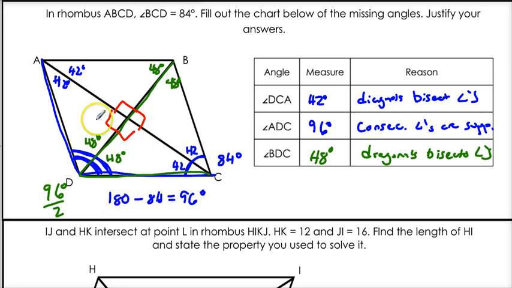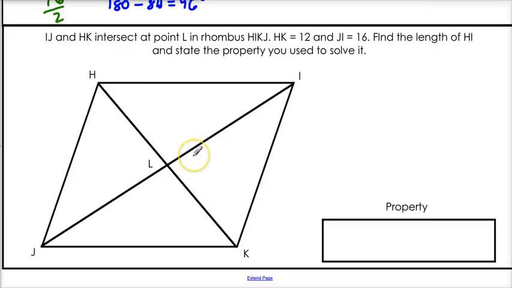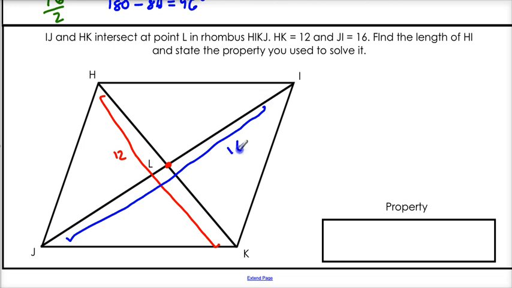And finally, this is our last challenge problem. We know that IJ and HK intersect at point L in rhombus HIKJ. HK, this whole thing, is equal to 12, and JI is equal to 16. So this whole diagonal is equal to 12, and our whole diagonal here is equal to 16. Find the length of HI and state the property used to solve it.